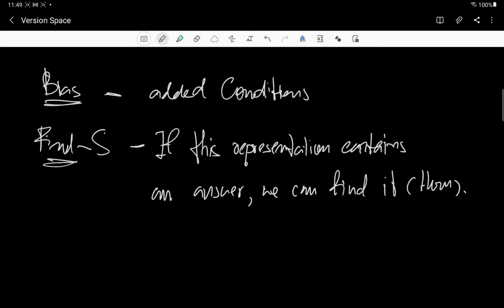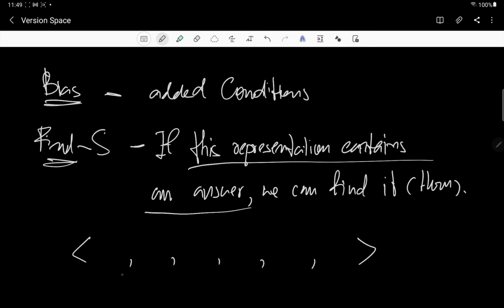So guys, the key is here: if this representation contains an answer, it means that this representation, our 6 slots, if we can put some values and it can cover just only the positive, if this representation has an answer, it can be found. So this is the condition that we add to this situation.